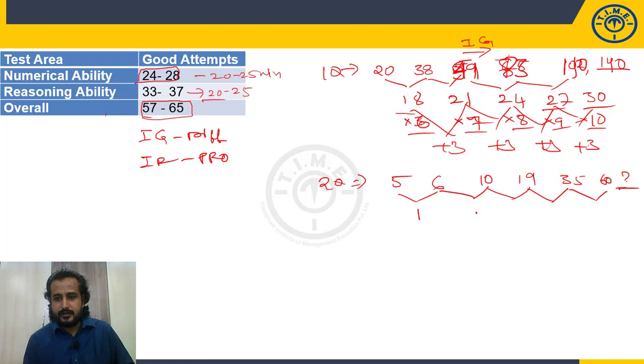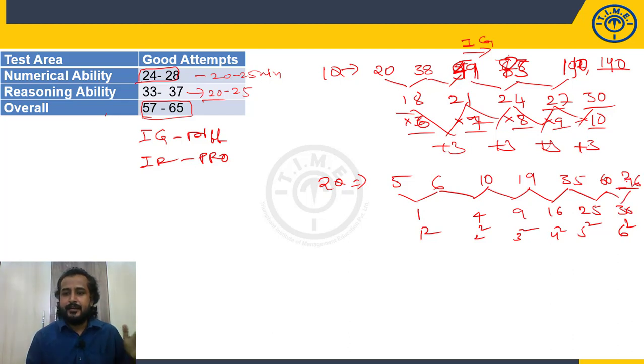So the differences are 1, 4, 9, 16, 25. The differences are squares of consecutive natural numbers: 1 square, 2 square, 3 square, 4 square, and 5 square. After 5, the next natural number is 6, so the next difference is 6 square, 36. 60 plus 36 is 96. So this is the exact logic given.